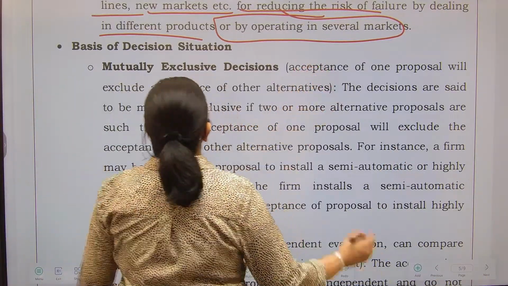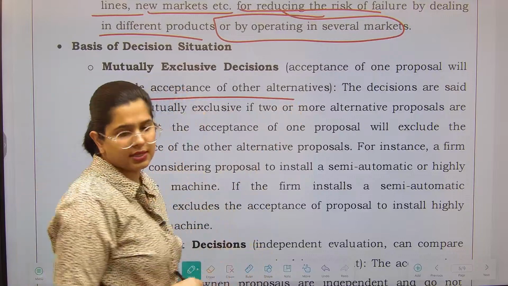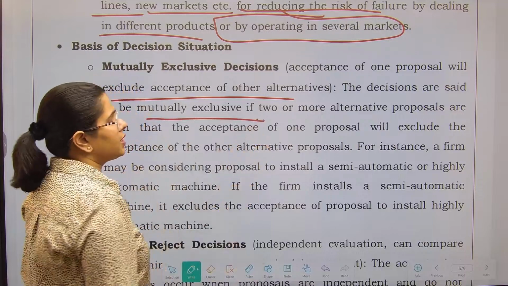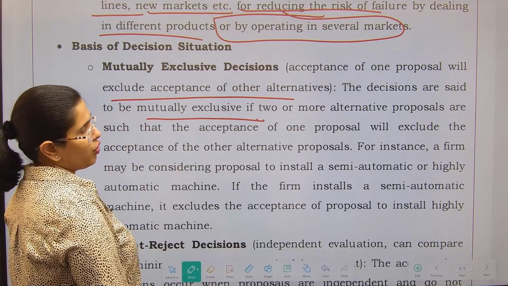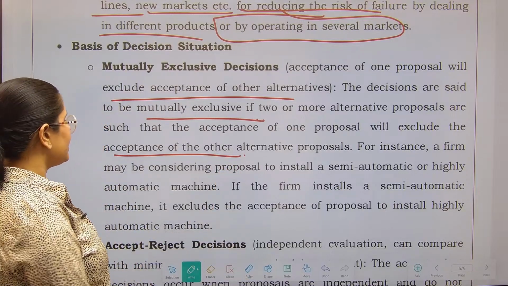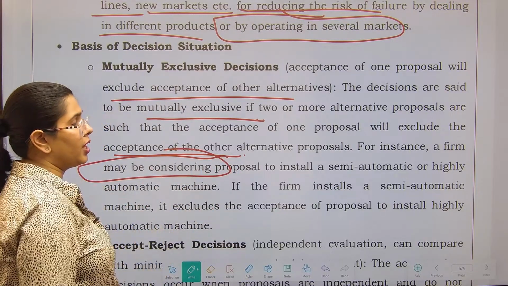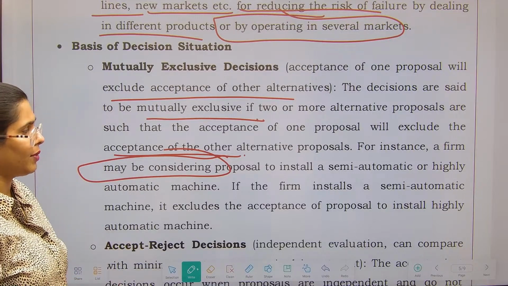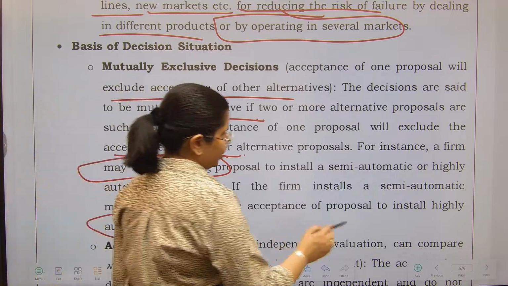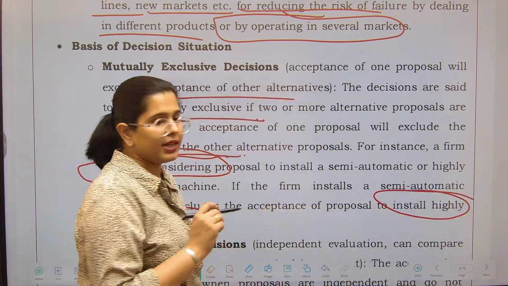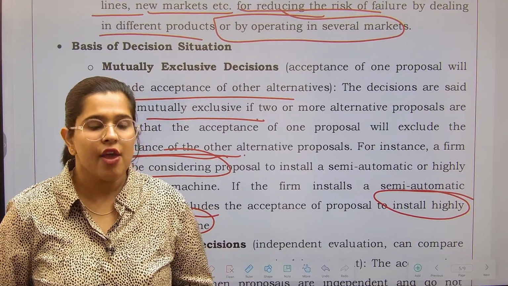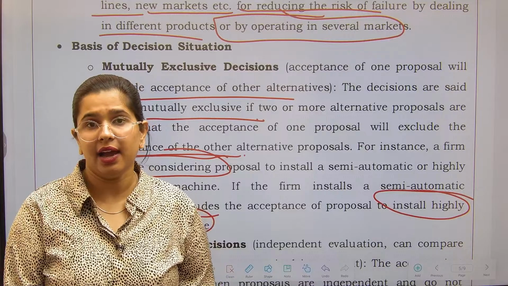Acceptance of one proposal will exclude acceptance of other alternatives, right? So decisions are said to be mutually exclusive if two or more alternative proposals are such that acceptance of one proposal will exclude the acceptance of the other alternative proposal. For instance, a firm may be considering a proposal to install a semi-automatic or a highly automatic machine. If the firm installs a semi-automatic one, obviously the highly automatic machine's proposal will be disregarded. So in capital investment decisions, you have to make such mutually exclusive decisions as well, where you will be accepting one and rejecting the other.